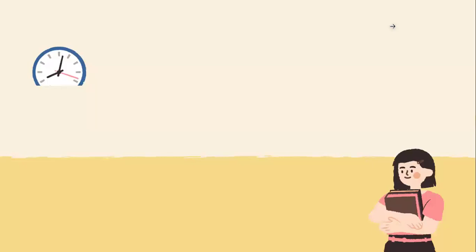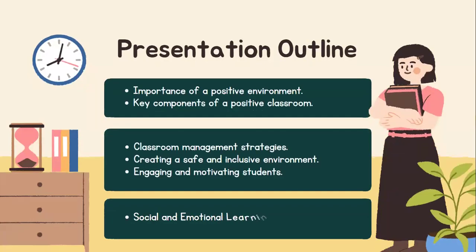So in today's presentation, I will be discussing the following topics. That is the importance of a positive environment, key components of a positive classroom, then classroom management strategies, creating a safe and inclusive environment, then engaging and motivating students, then social and emotional learning, which is a short form of SEL.